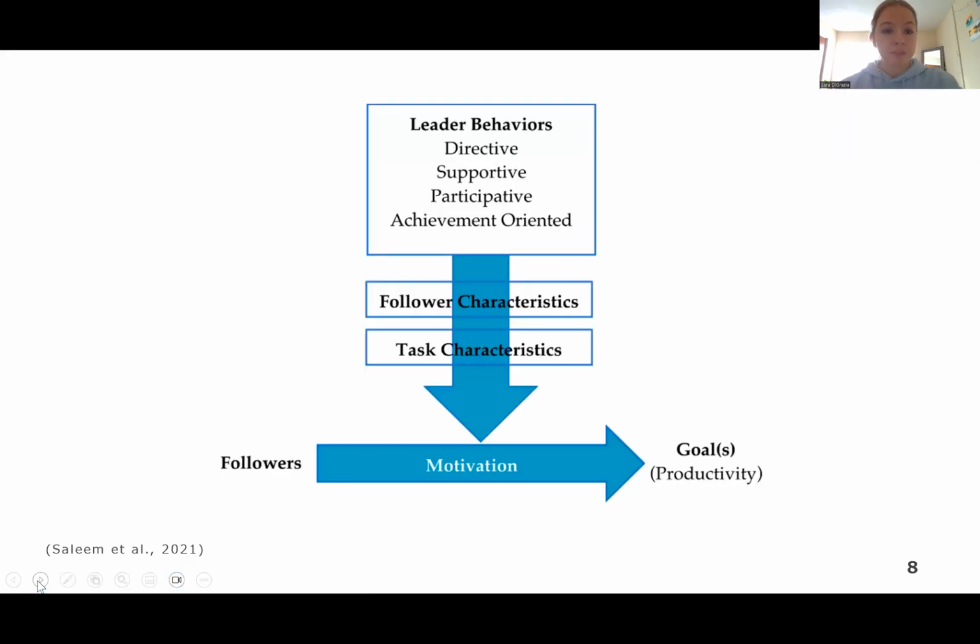Okay, this was another diagram from the book that I thought was really good. It details, again, the four leadership behaviors we're going to go into: directive, supportive, participative, and achievement oriented. And then we're also later going to talk about follower characteristics and task characteristics, and how followers are motivated based on those three things to complete their goals.